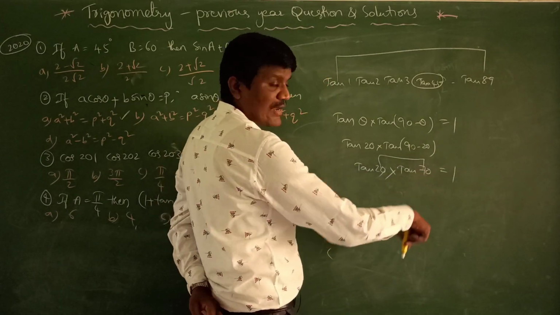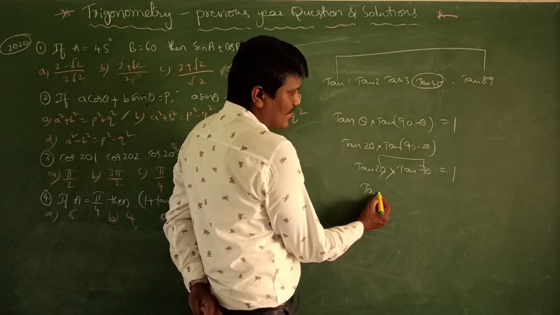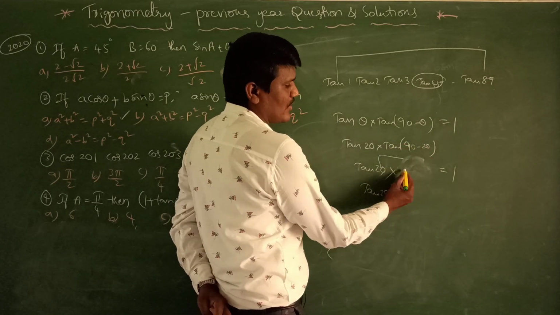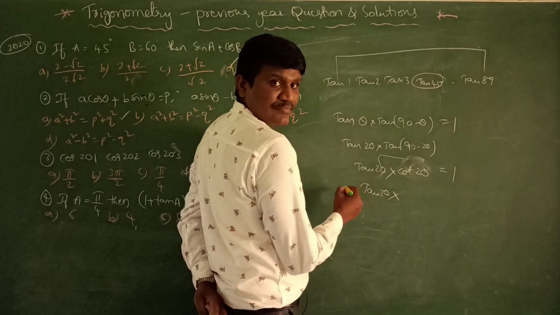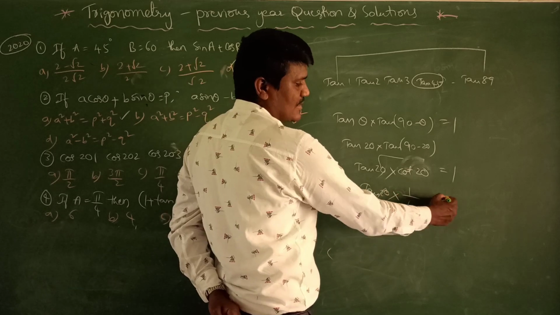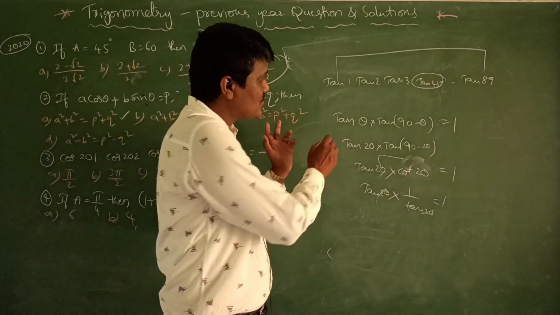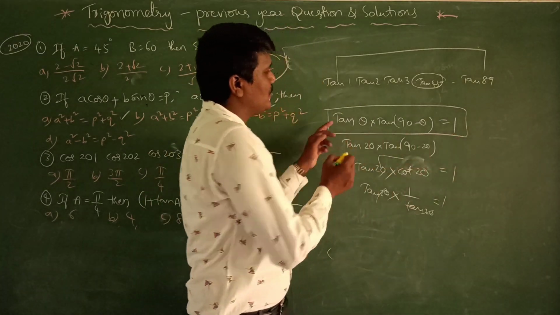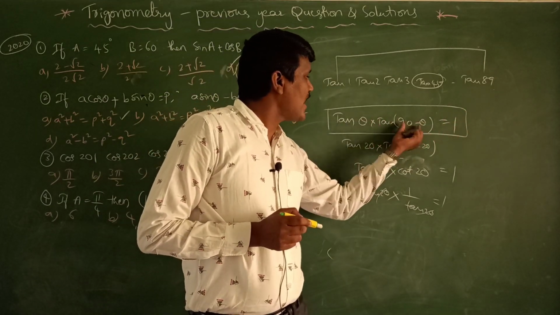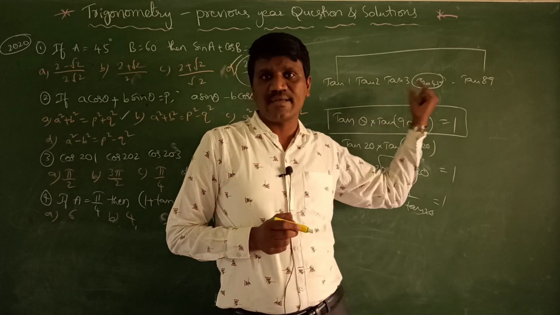So 20 and 70 make 90. You can write this as tan 20 into tan 90 minus theta, which is cot theta. Directly you can write cot 20. So cot 20 is 1 by tan 20. Tan 20 and tan 20 cancel. 1 is the answer. So remember this formula: tan theta into tan 90 minus theta is equal to 1 when these two angles are complementary angles.